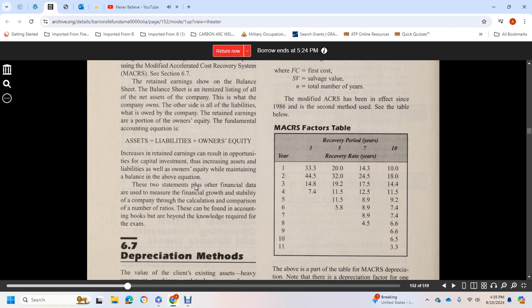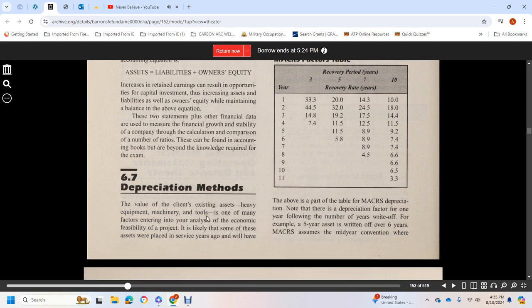Increasing assets with the liabilities and the owner's equity while maintaining a balance in the above equation. The two statements and the other financial data give a measure of the financial growth and stability of the company, with a comparison of the ratios that can be found in the accounting books, but these are beyond the knowledge required for the exam.